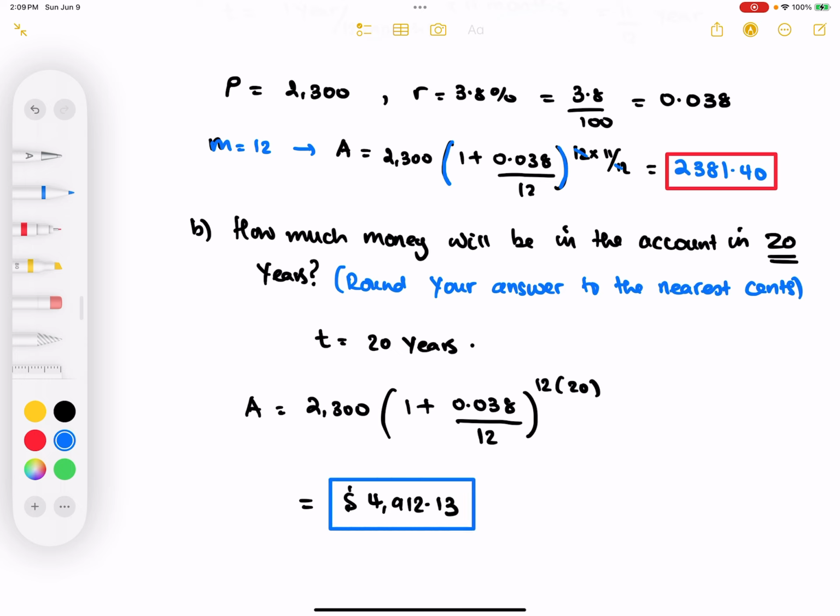Logically, it makes sense, right? If you just save your money for 11 months, you'll get less money. If you save your money or invest your money for more years, you'll get more money for the second one.